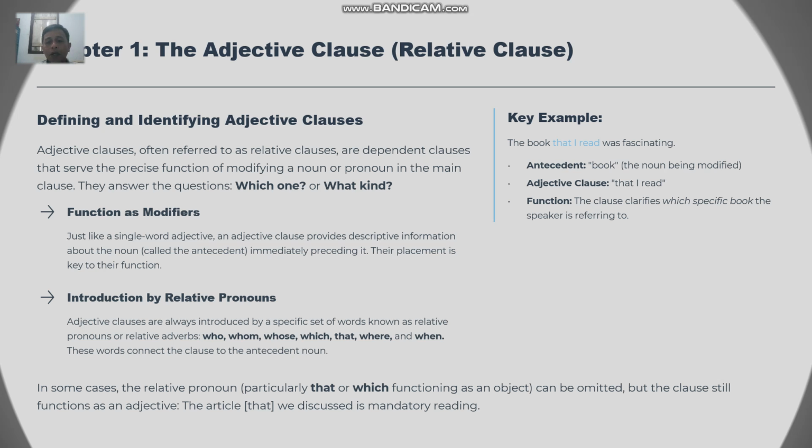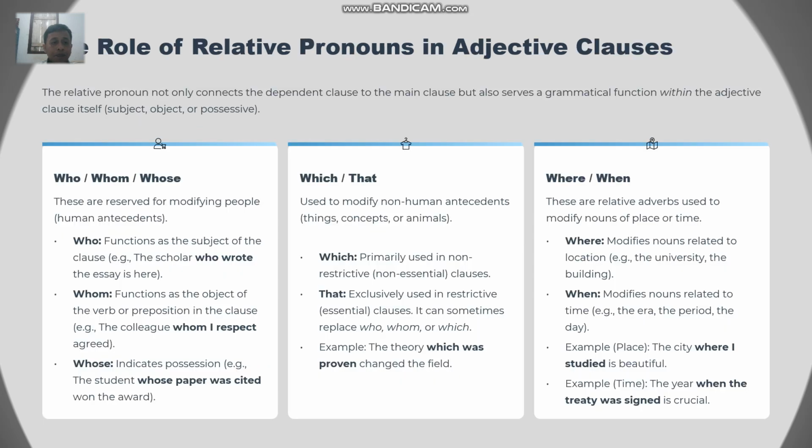Example: the book that I read was fascinating. The antecedent: book, the noun being modified. Adjective clause: that I read. And the function: the clause clarifies which specific book the speaker is referring to. In some cases, the relative pronoun, particularly that or which functioning as an object, can be omitted, but the clause still functions as an adjective. The article we discuss is military reading.